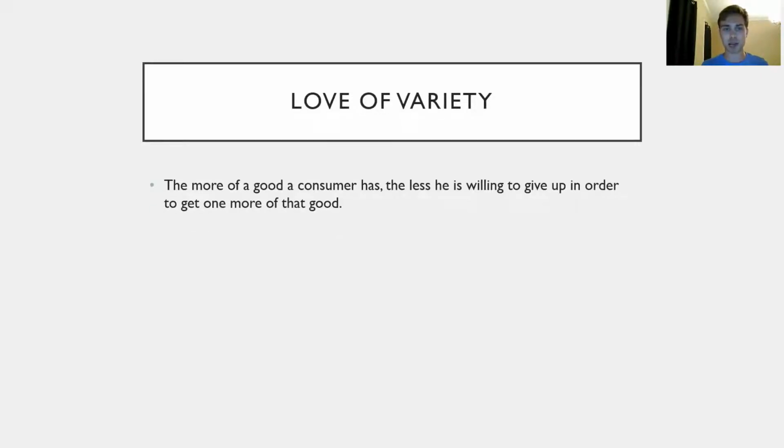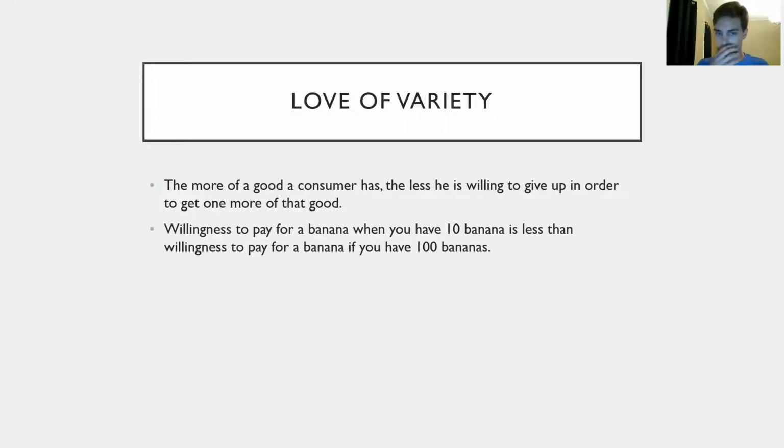And then, of course, love of variety. So this assumption is saying that the more of a good that a consumer has, the less he is willing to give up in order to get one more of that good. So basically, again, consider having bananas. Your willingness to pay for a banana when you already have 10 is more than your willingness to pay for an additional banana if you have 100 bananas. So I have less here written. So I'm going to cross that out and write more.